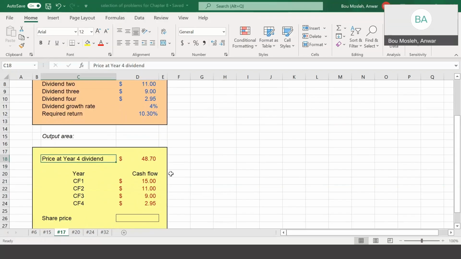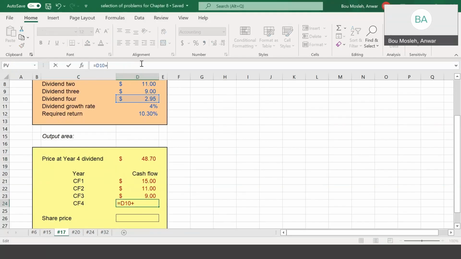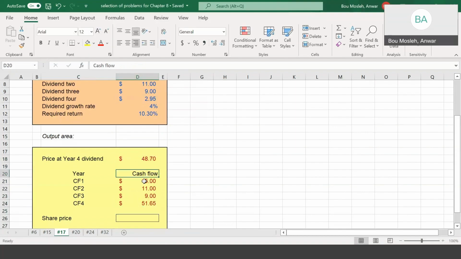So these cash flows now are 15, 11, 9. It's 2.95 plus the equivalent of all the remaining cash flows, i.e. the price in period 3, or estimated price. So these are the cash flows that I expect to make on my investment in that stock. How much am I willing to pay for this?